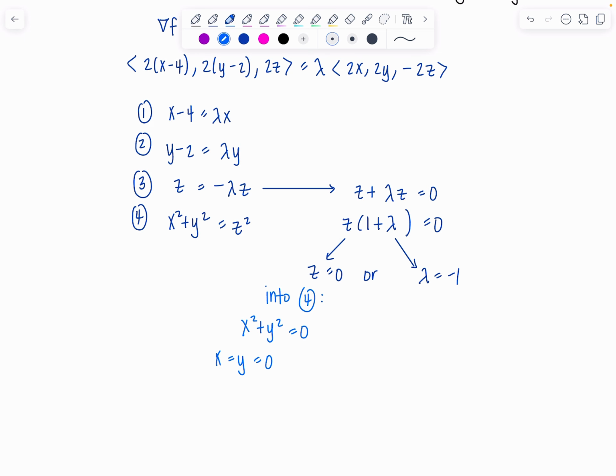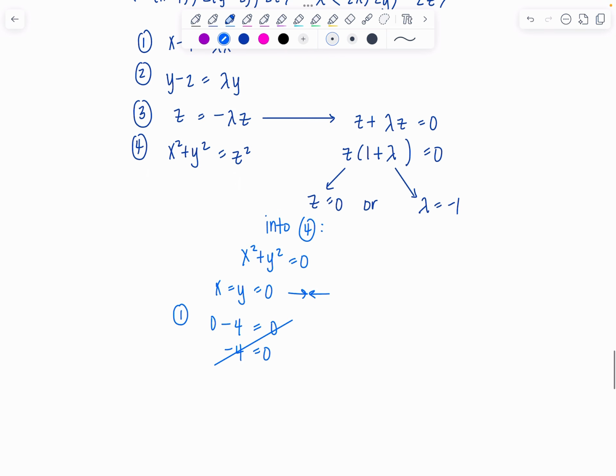But this is a problem. This is a contradiction. Why do I say that? Because look at equation 1. If x is 0, does 0 minus 4 equal lambda times 0? Does negative 4 equal 0? No. Look at equation 2. If y is 0, problem, 0 minus 2, does that equal lambda times 0? Does negative 2 equal 0? No. Contradiction. So what does that mean? This is not possible.